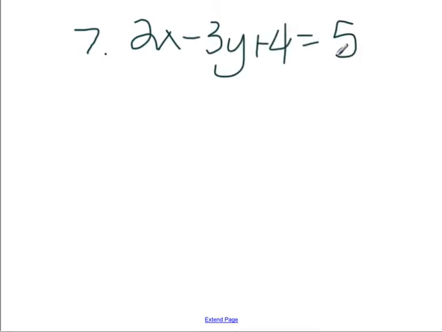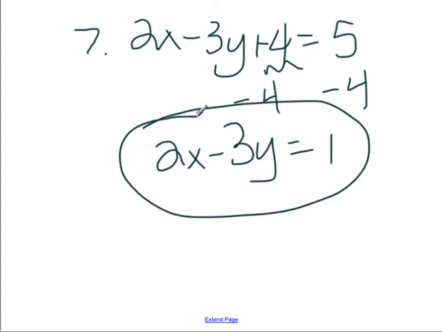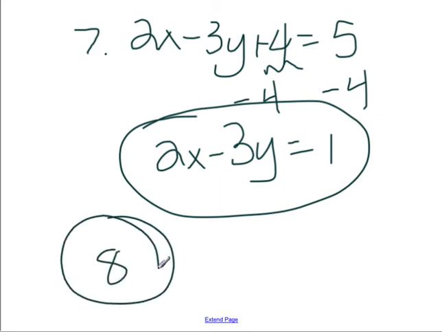For number 7, you have 2x minus 3y plus 4 is equal to 5, and we want to put that in standard form. To do that, you need to have your x's and y's completely on one side. So all I need to do is get rid of this 4. I'm just going to subtract 4 from both sides. Then I get 2x minus 3y is equal to 1. That right there is your final answer. I want you to go ahead and try number 8 on your own and figure out if you can get it into standard form.